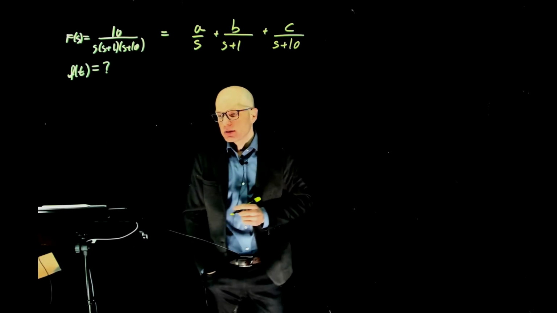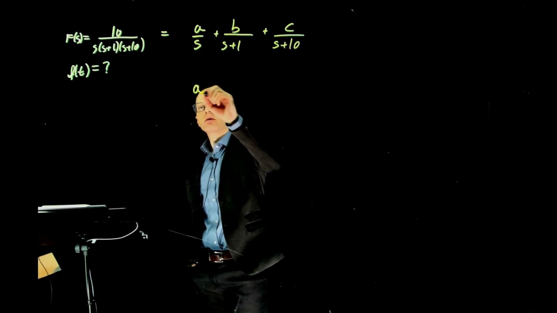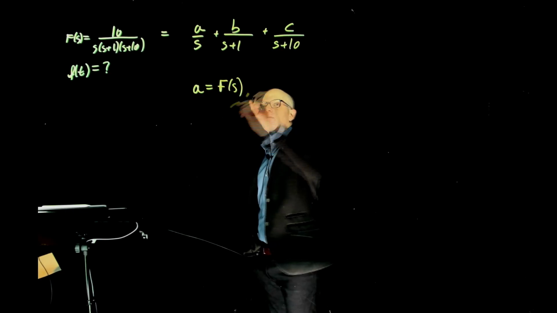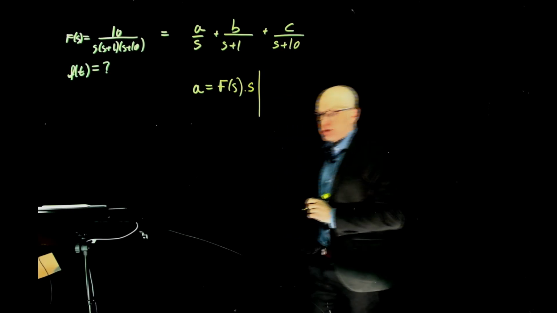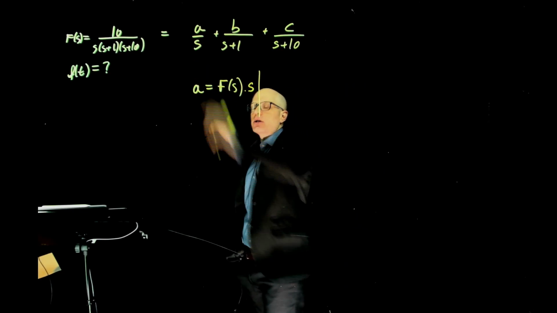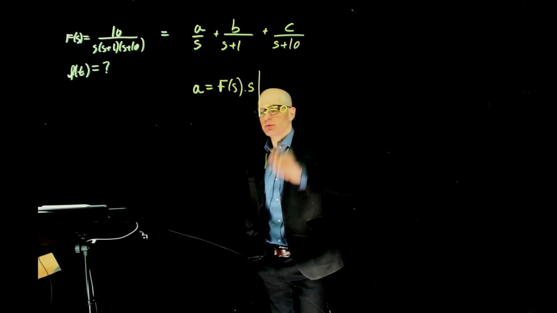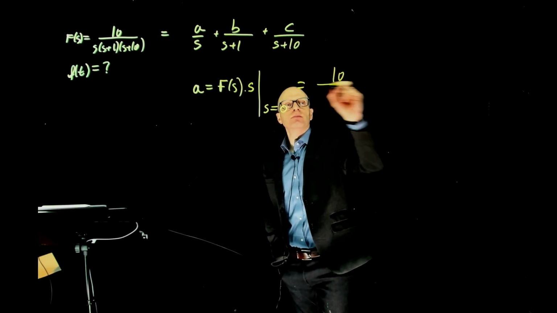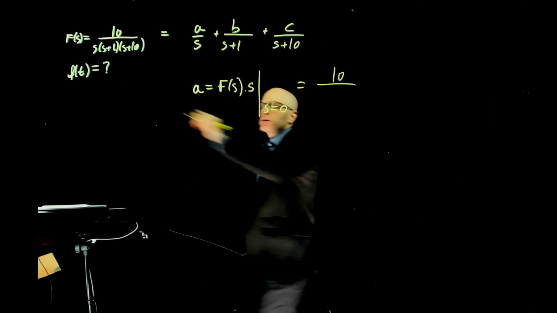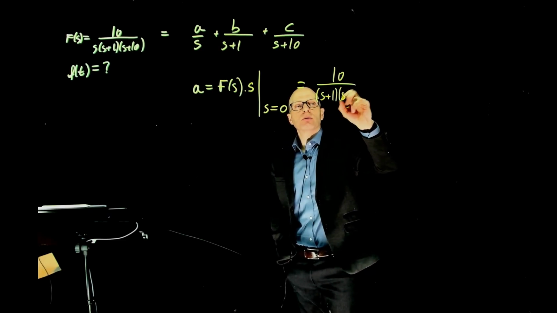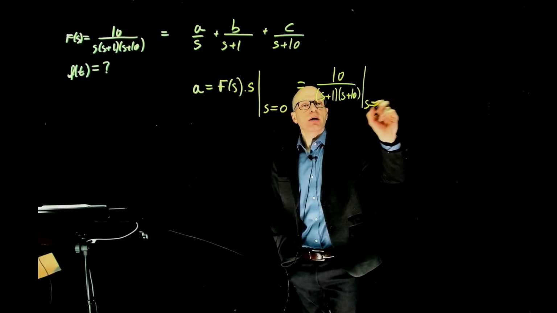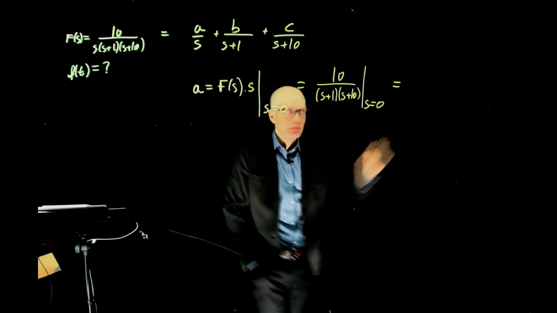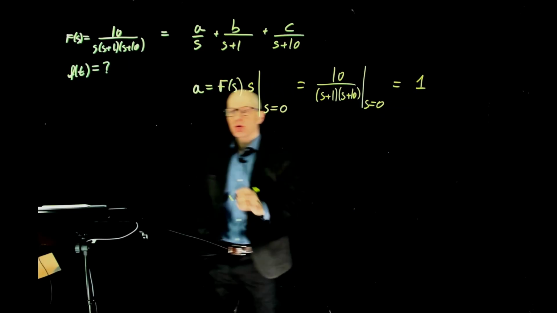How do we find a, b, and c? Well, we can find a by taking f of s, multiplying that by the denominator of a, which is s, and evaluating that at the point where the denominator becomes 0. That happens when s equals 0. F of s multiplied by s, this s cancels out. And we evaluate this when s equals 0. This is equal to 1.